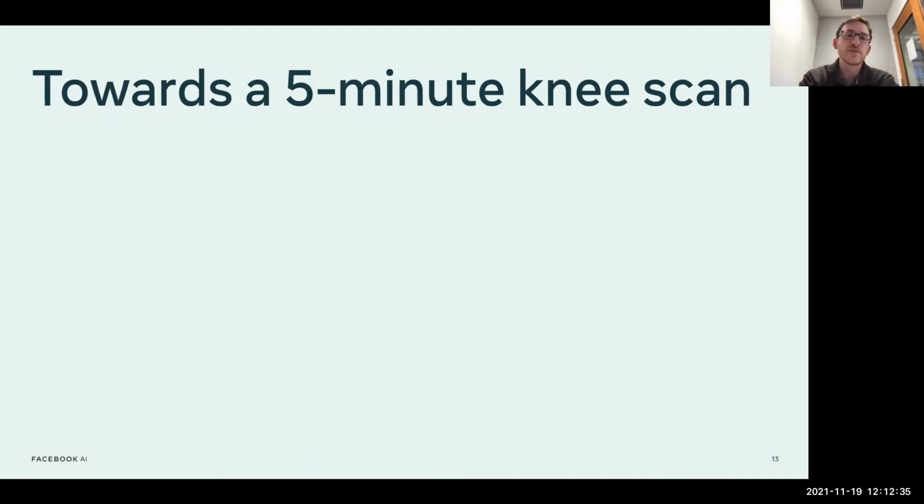First, I'm going to start with the 5-minute knee scan. I think the main goal of our project was really oriented around this topic right here. Internally, we feel like this is maybe what was our main targeted research contribution for the community. So I'm going to spend quite a bit of time on this.